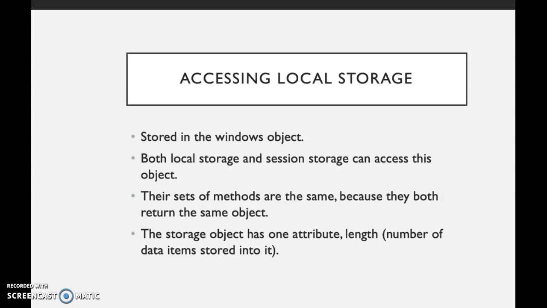So, accessing the local storage. It's stored in the window object. Both local storage and session storage can access this object. Their sets of methods are the same because they both return the same object. The storage object has one attribute, just that one, called length. It's the number of data items that we store into it. That simple.